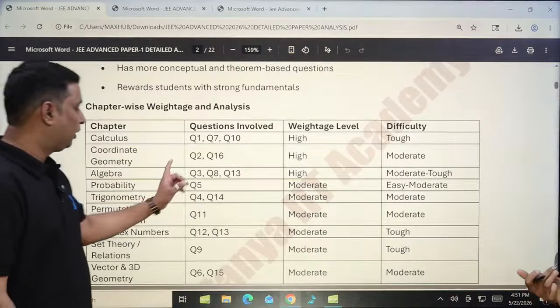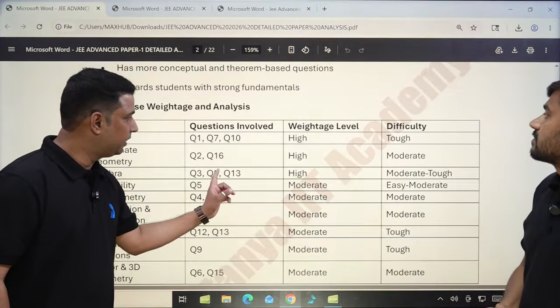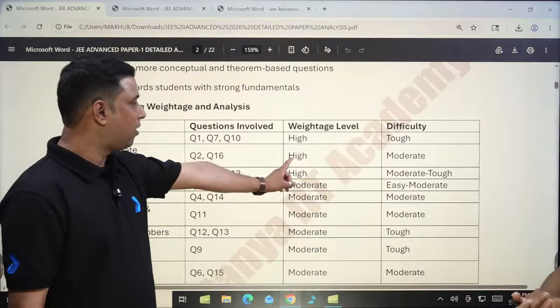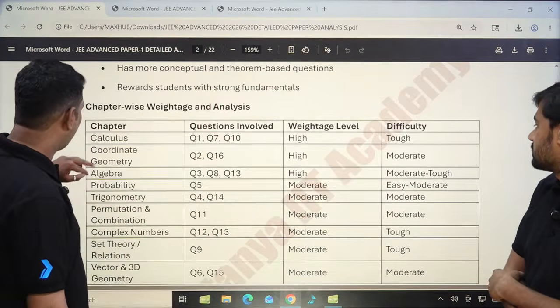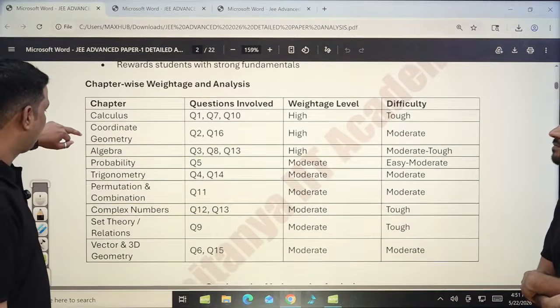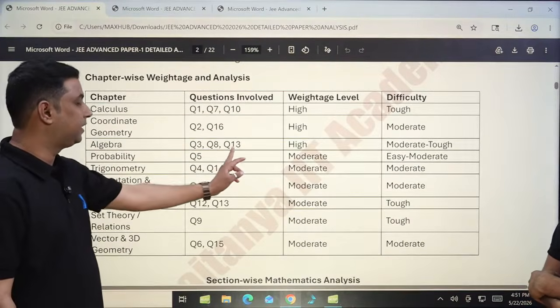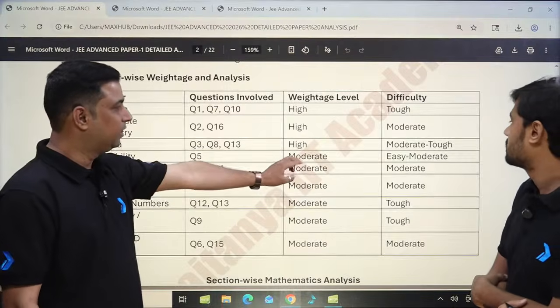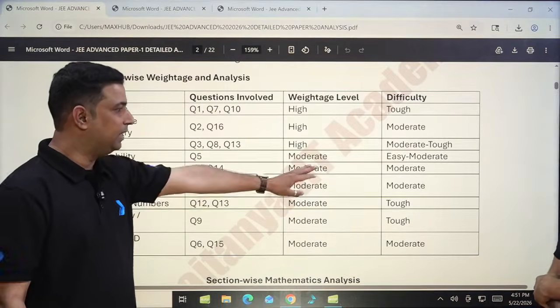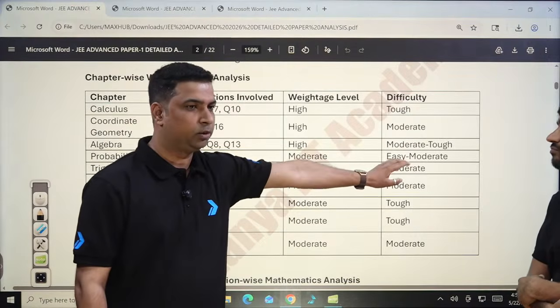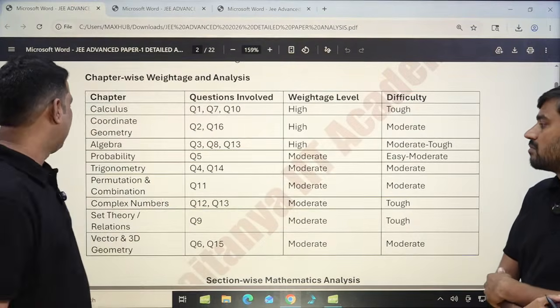Coordinate geometry, question 2 and question 16 were from coordinate geometry, and it also has high weightage, but it was on the moderate side. Similarly, if I talk about algebra, probability, trigonometry, question numbers 3, 8 and 13, again high weightage, moderate to tough. The easy question was probability. Question number 5, moderate and easy to moderate. We can put that question into the easy to moderate level.